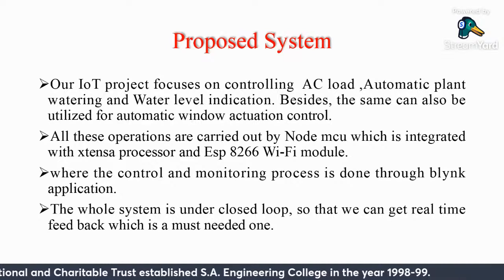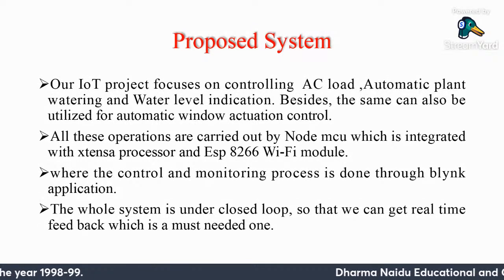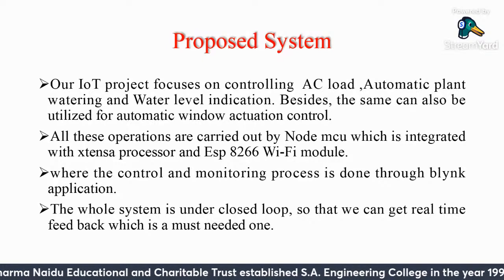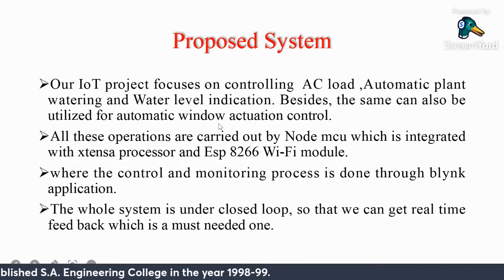And basically the same can also be used for window actuator control, that is automatic window actuator control. That's our small innovation. We are incorporating the temperature sensor for making this into a system. And by using this, we can control the window actuator, that is open or close the window according to the room temperature as we program.